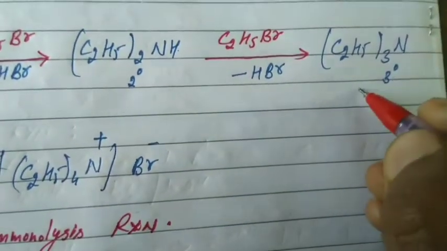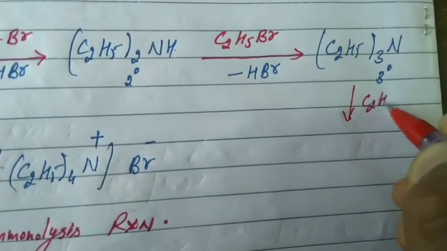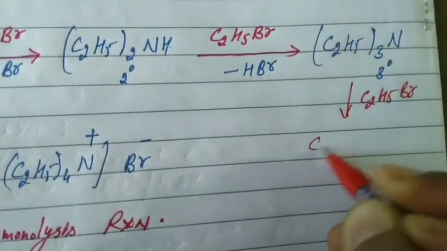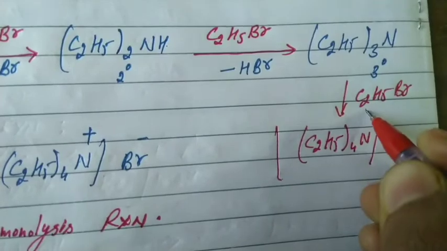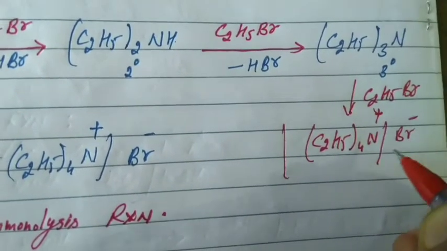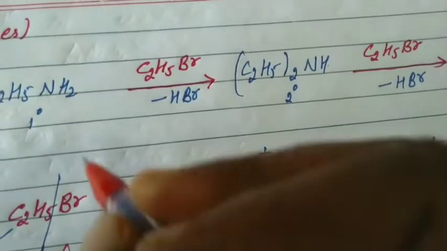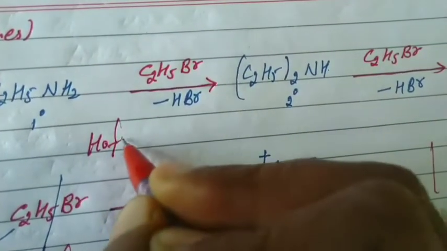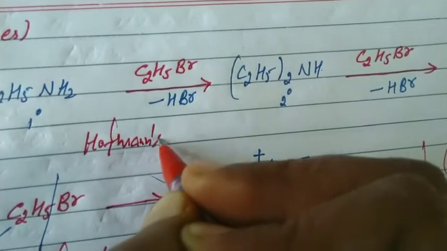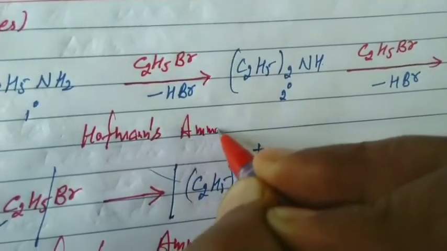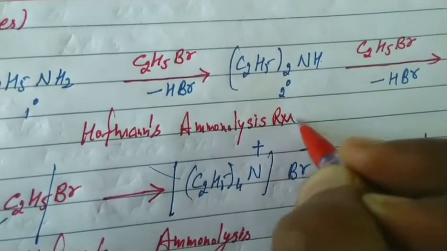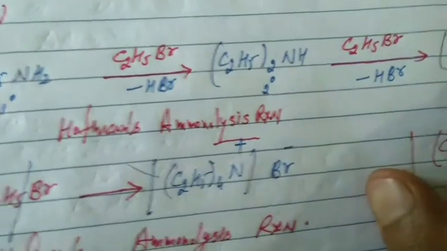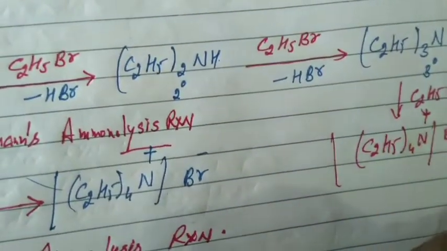Now students, what happens? Haloalkane is in excess, meaning it further undergoes reaction with the 3 degree amine. At last what we got? Quaternary ammonium salt, (C2H5)4N. It is a positive complex and the anion part is Br negative. It is your naming reaction. We call it Hofmann's ammonolysis reaction. The previous one was Hofmann's degradation reaction. This is Hofmann's ammonolysis reaction. A mixture of primary, secondary, tertiary amine or even quaternary ammonium salt is obtained.